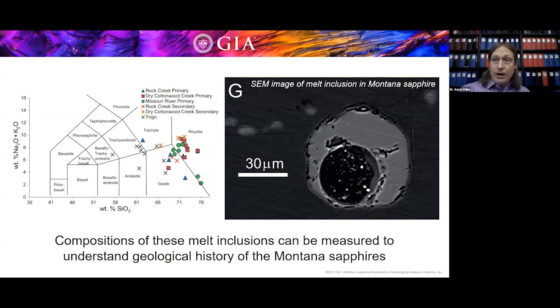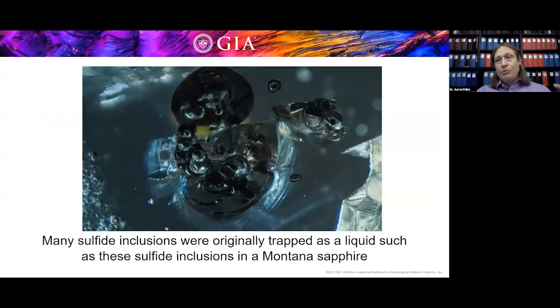And so on the next slide, I'm going to wrap this up and then hand it over to Nathan with one more example of solid fluid inclusions. And so in this case, these are some sulfide inclusions. In some cases, not every case, but sulfide inclusions were probably trapped in their gem host originally as liquids.